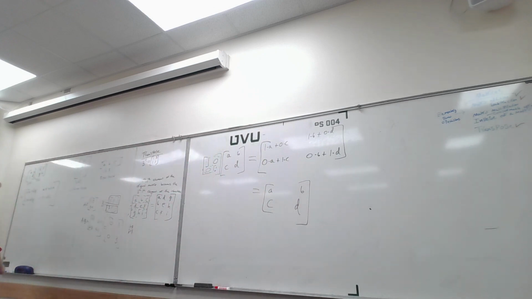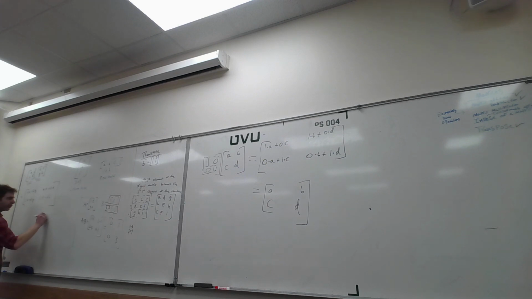In scalar algebra, we all know that if we take A and multiply it by 1 over A, we get A over A, which is 1.